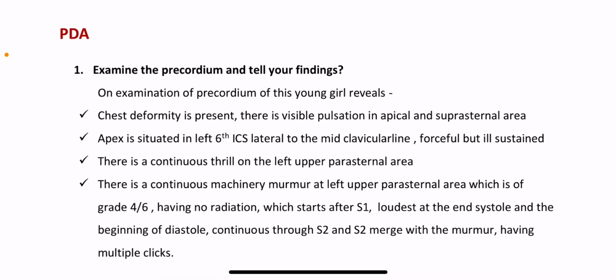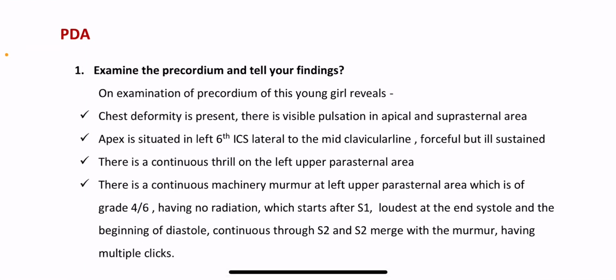PDA short case. Examine the precordium and tell your findings. On examination of the precordium of this young girl, chest deformity is present. There is visible pulsation in the apical and suprasternal area. Apex is situated in the left sixth intercostal space, lateral to the left mid-clavicular line, forceful but ill-sustained.